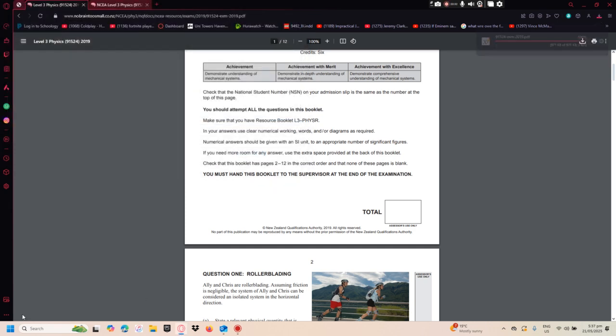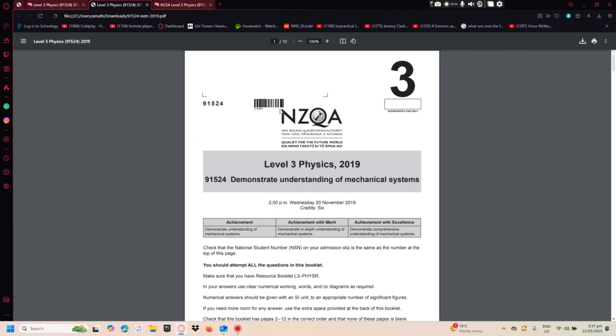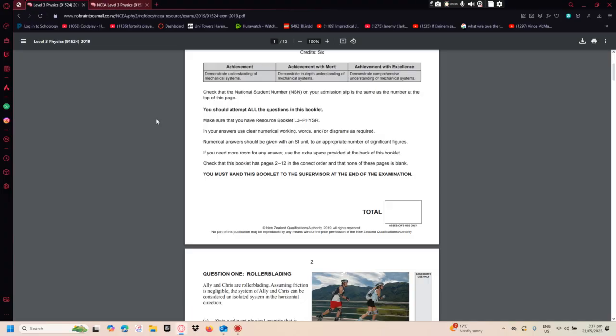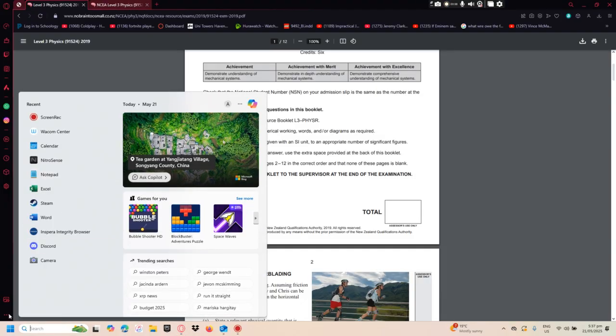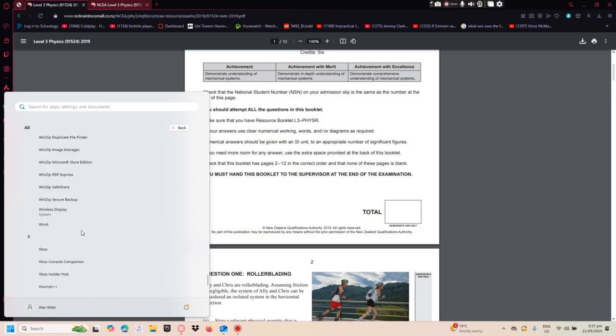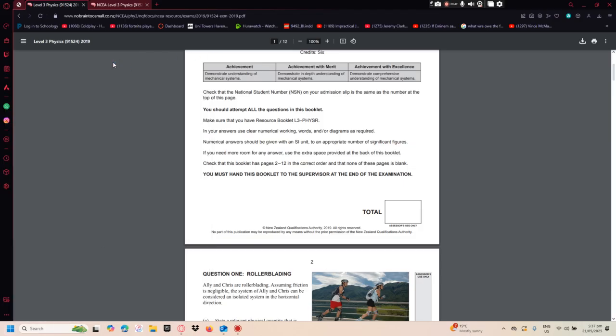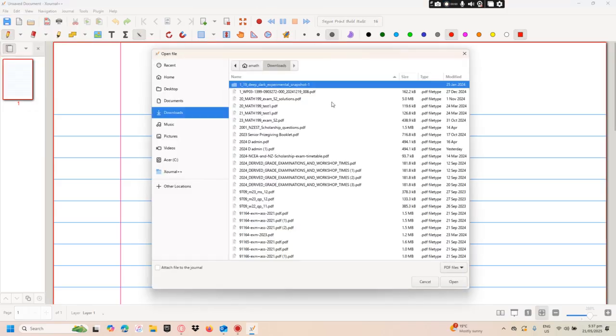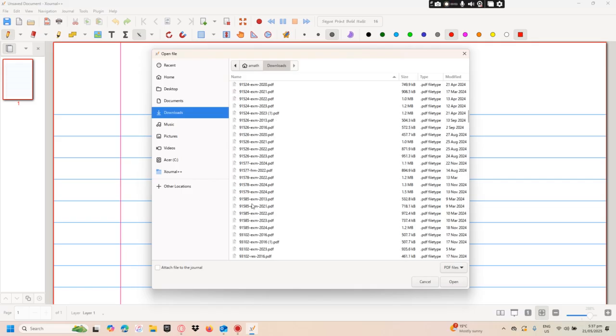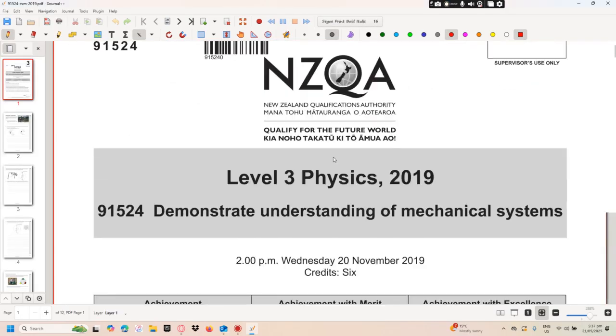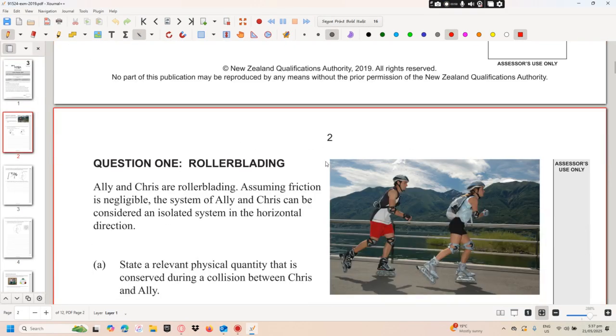I just got to download this file and open it as a journal document. Yeah, this could be kind of fried. Hopefully, annotate PDF, 2019. Okay, here we go. Now we're trying to start with.